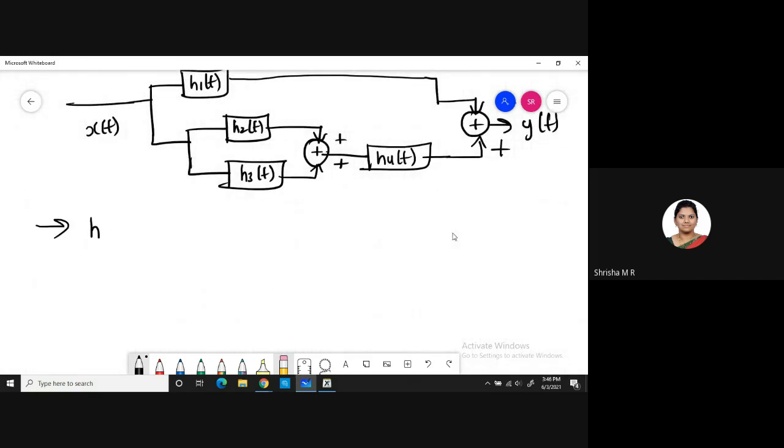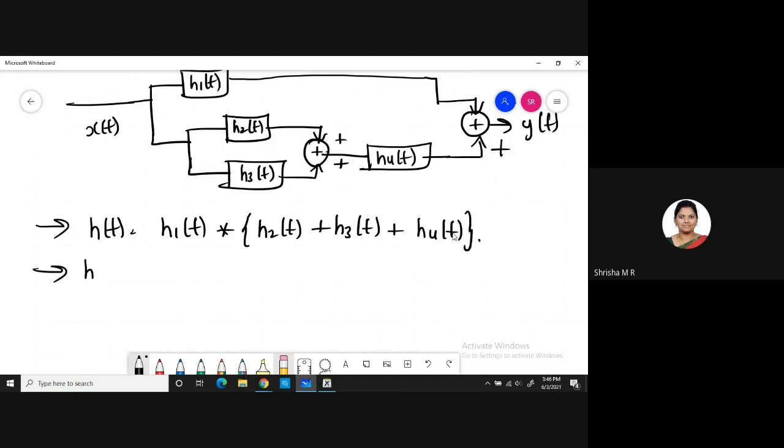Try that. h of t is equal to h1 of t convolved with h2 of t plus h3 of t, convolved with h4 of t. I have shared your textbook PDF. I've taken these problems from there only. You can refer to the same. This you try, and you take h of t is equal to h1 of t convolved with h2 of t plus h3 of t convolved with h4 of t. You try this.